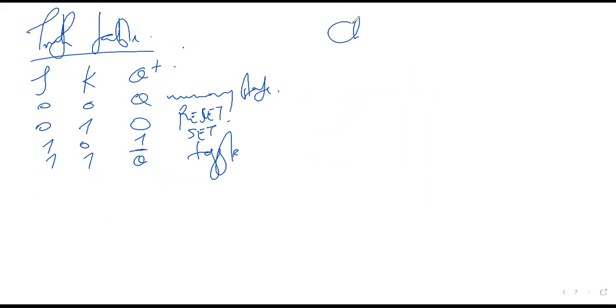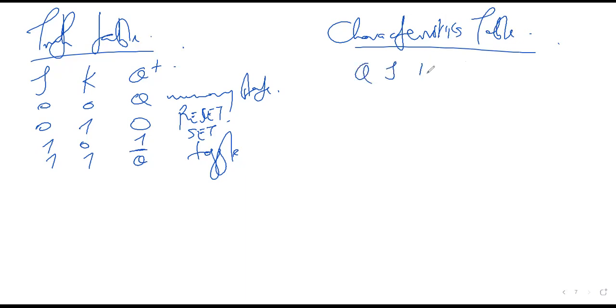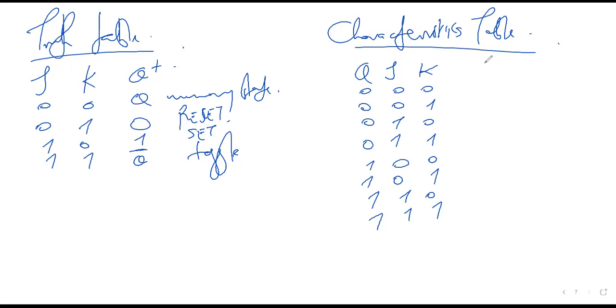Same logic applies when I want to find the characteristic table. Same logic as before. I need to find the characteristic table. So what is the characteristic table? It shows us what the next state will be. So we have our current state Q, our inputs J and K: 0, 1, 0, 1, 0, 1, 0, 1, 0, 0, 1, 1, 0, 0, 1, 1.